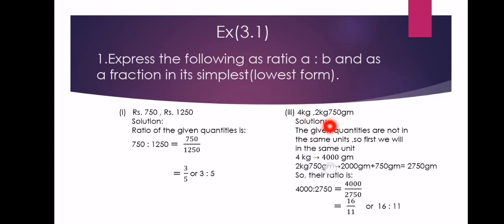Similarly, here we have 4 kg, 2 kg 750 gram. The thing which is noticeable over here is that the given two quantities are not in the same unit. So the first thing which we are going to do is to write them in the same unit, and it will be convenient to us to write both in grams. So 4 kgs in terms of gram becomes 4000 grams. 2 kg 750 grams in terms of grams becomes 2750 grams. Now the ratio will be 4000 divided by 2750 is equivalent to 16 by 11, or 16 ratio 11.